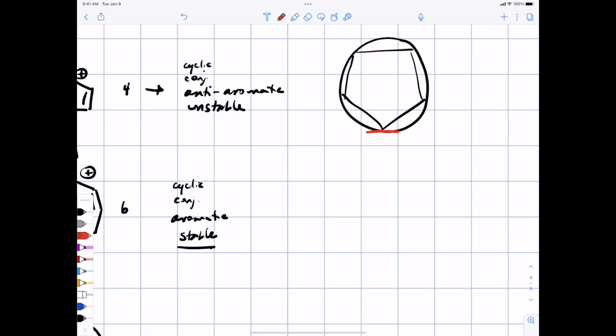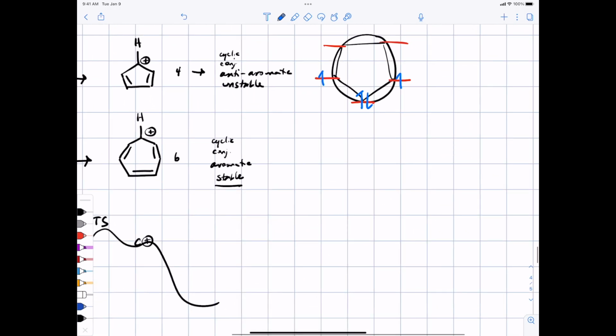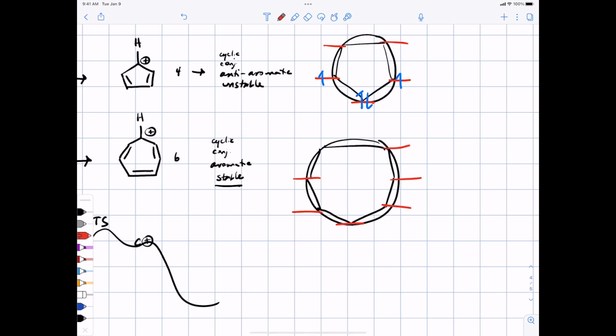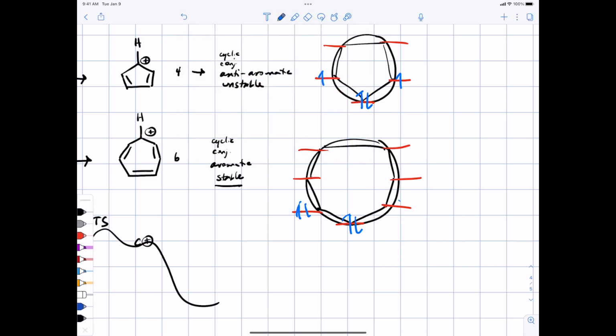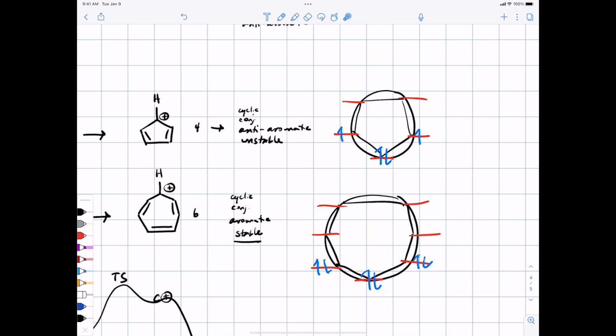To your Frost circle for the cyclopentadienyl cation, you're a diradical. Whereas if you do the cycloheptadienyl cation, all of your bonding orbitals are filled. So that means that this cation is more stable than this one.